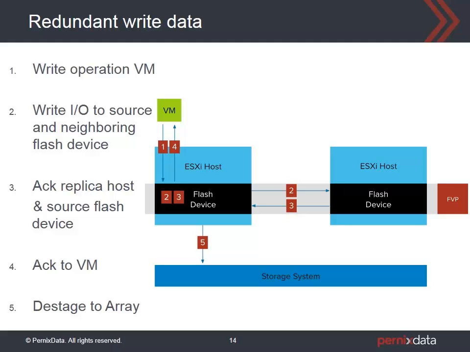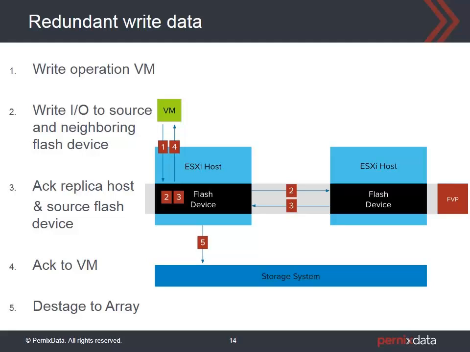What about power loss? Sorry? Power loss? It's exactly the same. If we don't acknowledge the I.O. back to the application, it will treat it as a normal data loss and will send it again. Or when the data loss occurs on the host, the other host will have it, and it will detect that the source host is down, and it will start to destage the replica data.